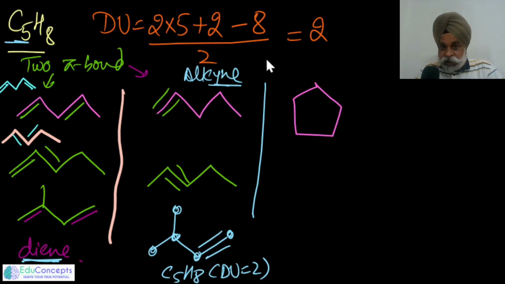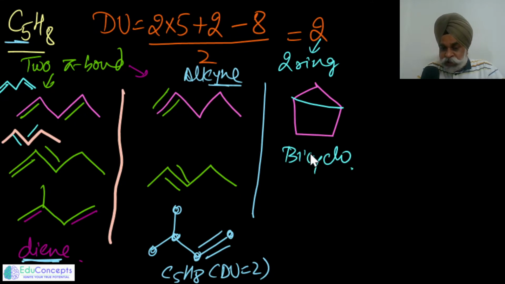Because degree of unsaturation is 2, that means it can have 2 rings also. One ring I already have made. If I place one more, it has now become bicyclo. Bicyclo obviously would have different physical and chemical properties as compared to alkynes or alkadienes. These are said to be alkadienes.